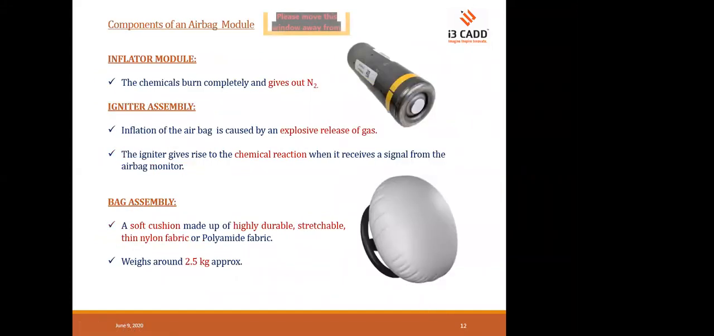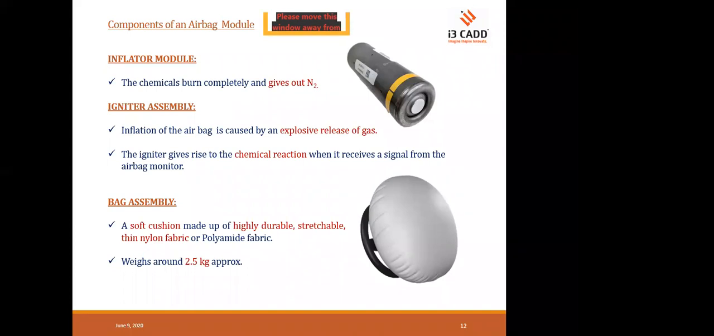So next is your most important thing, inflator and igniter assembly. In most cases, both are considered the same component, because the igniter assembly is nothing but the combustion chamber which is placed inside the inflator module. Yes, here also the combustion chamber is there, the propellant is there, and ignition is happening, right? Like your ICE engine, everything is happening here also to produce nitrogen gas, because we are not storing any sort of gases here. We are generating the nitrogen gas whenever and wherever required.